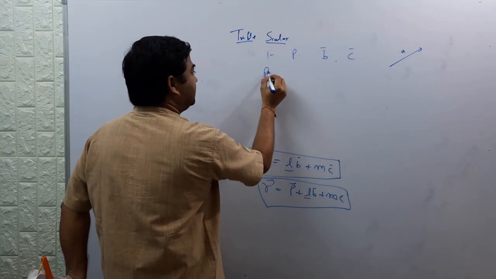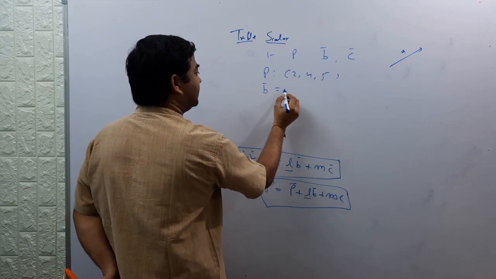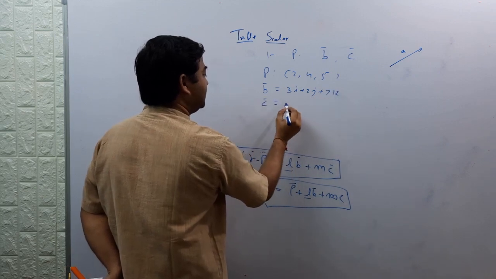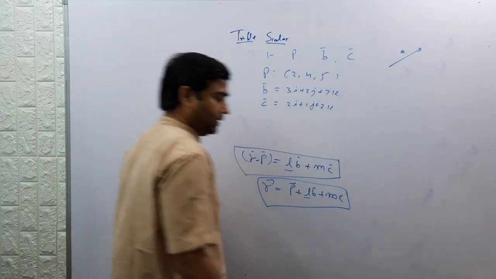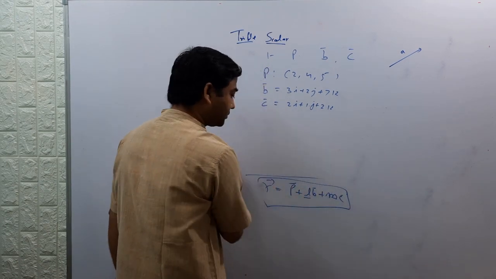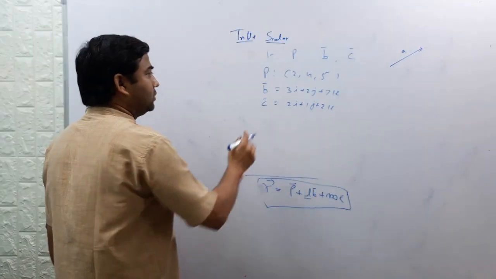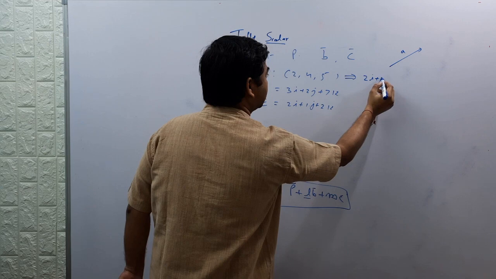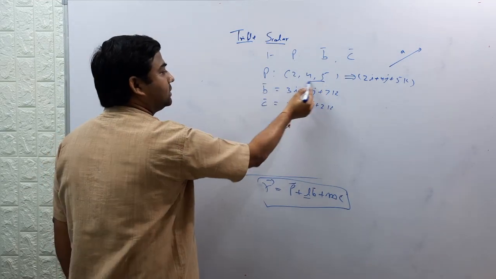Let a plane pass through point P, which is (2, 4, 5), and vector B, which is 3i plus 2j plus 7k, and vector C, which is 2i plus 1j plus 2k. We have just taken arbitrary values. That doesn't matter. So this is the point (2, 4, 5). The position vector of this point will be 2i plus 4j plus 5k. This is the position vector of this point P.